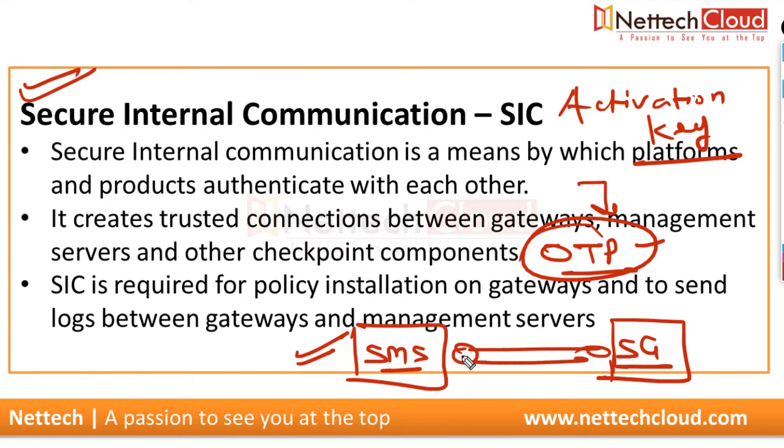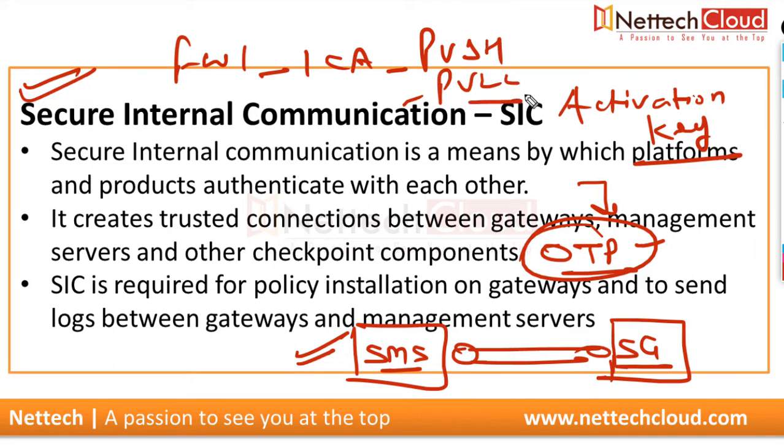And if there is no other firewall coming in between SMS and SG, then there is no need to worry about the different communication ports, I mean the ports required in SIC, in fact the ICA, internal certificate authority, push and pull. So really we don't care about the communication ports here. Why? Because there is no firewall in between SMS and SG, but there should be IP reachability, and SMS should have the one-time password activation key configured on the gateway.